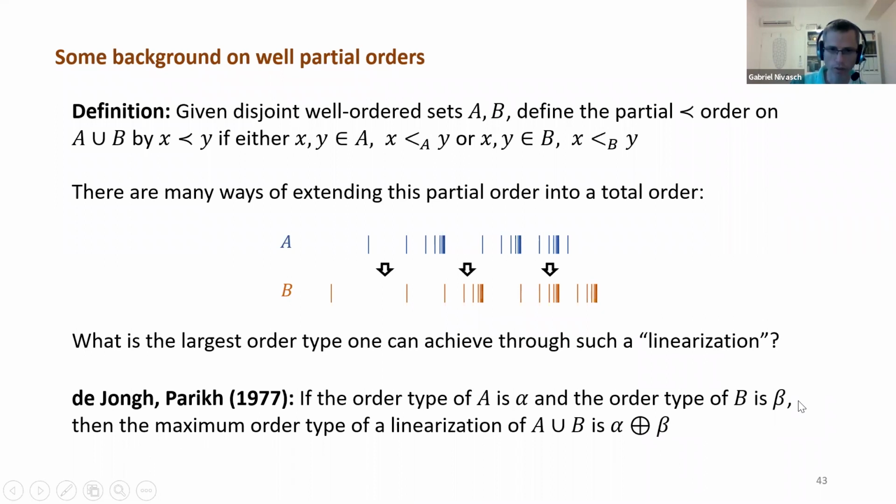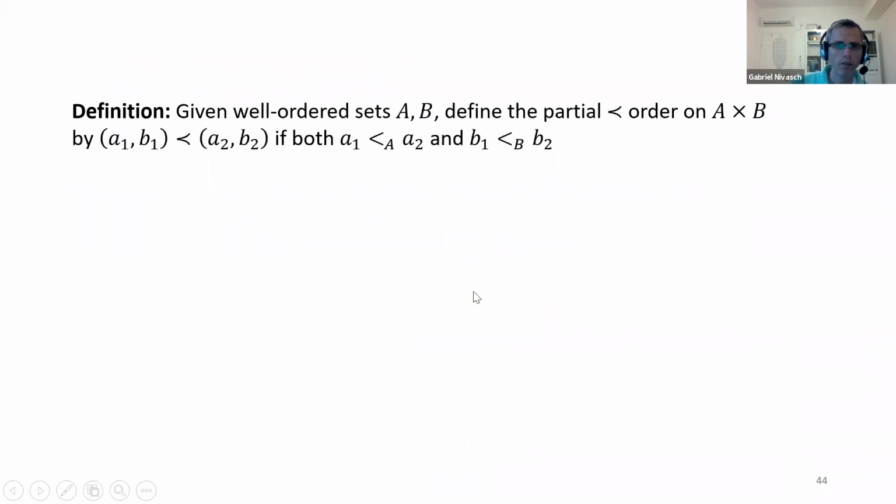the natural sum. If the order type of A is alpha and the order type of B is beta, then the maximum order type of a linearization is alpha natural sum beta. This is a result by Dion and Parry from 1977. And you can also define, given two well-ordered sets A and B, the Cartesian product and define a partial order on them, like this.